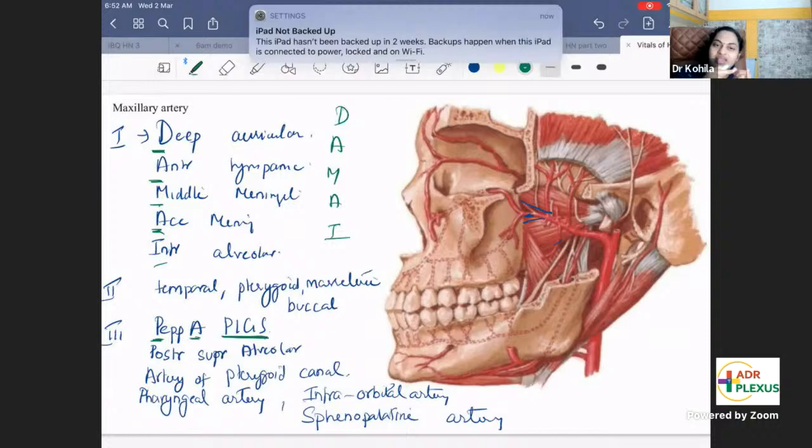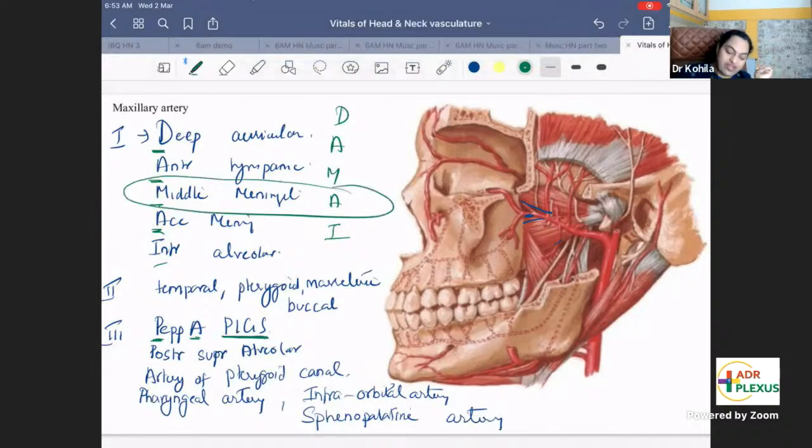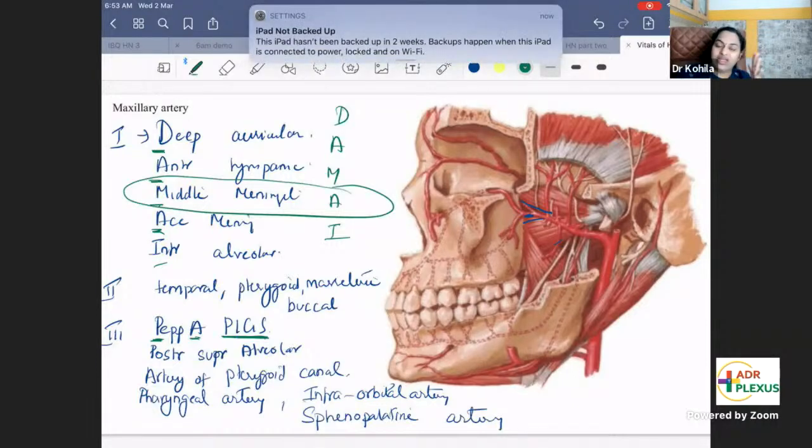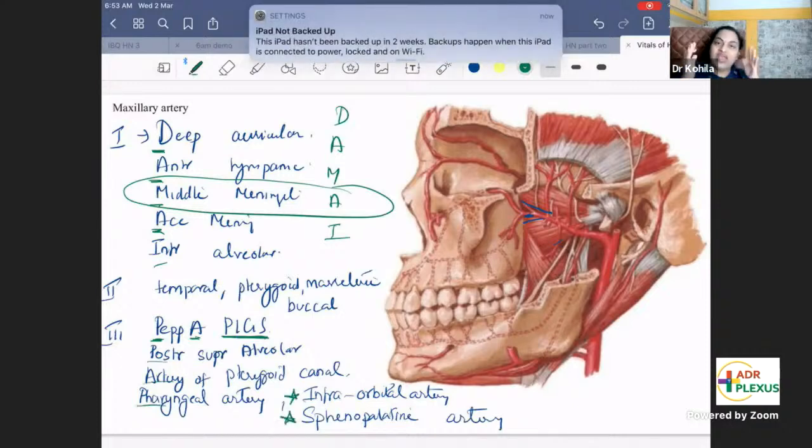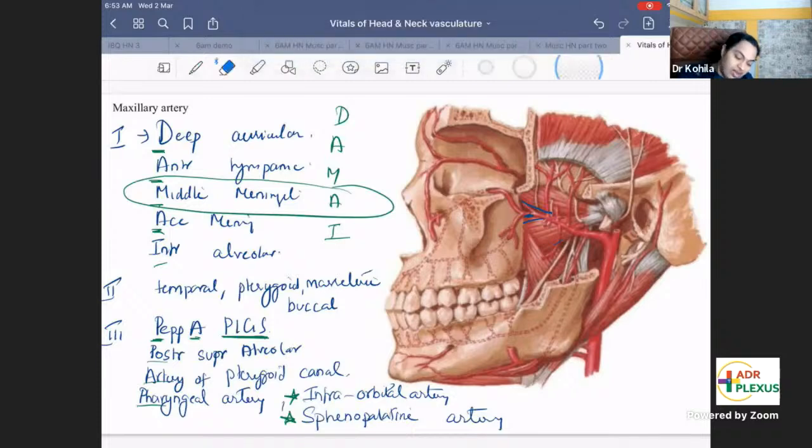For the first part: deep auricular, anterior tympanic, middle meningeal, accessory meningeal, inferior alveolar. Clinically important is the middle meningeal; we'll be discussing it now. The second part branches correspond to the muscles of mastication: temporal, masseter, pterygoid, and include the buccinator also, buccal. And the third part: posterior superior alveolar, artery of pterygoid canal, pharyngeal. The one you have to remember here is the infraorbital artery, continuation of the maxillary artery. The artery of epistaxis is the sphenopalatine artery, right?